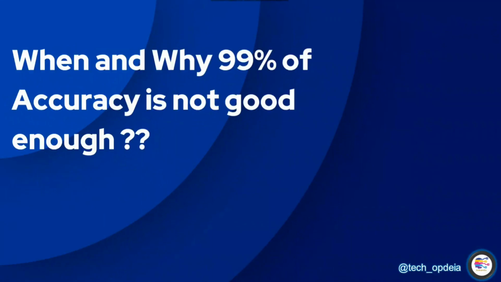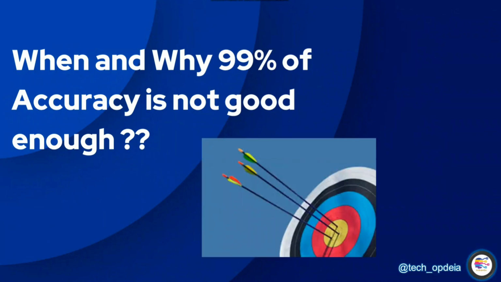Let's see why 99% of accuracy is not good enough. Now you might wonder, 99% is good enough, but it is not good for our model when it has skewed data or class imbalance. Let us see what the problems are and why 99% of accuracy is not good enough.